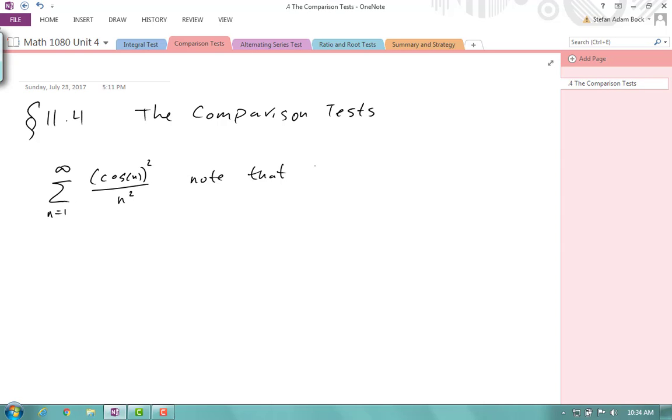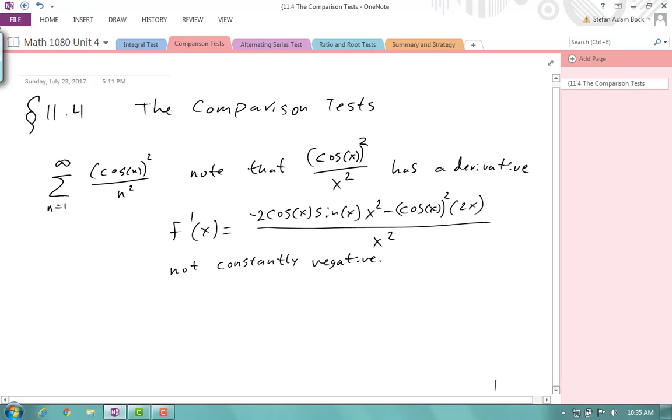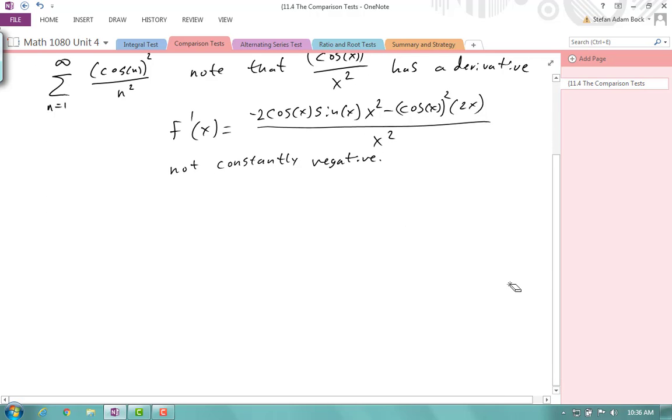It would turn into a positive and continuous function, cosine of x, quantity squared divided by x squared, but it doesn't satisfy the decreasing condition. Notice that depending on what kind of an input I have for x, f prime of x can vary wildly between positive and negative values. So what I have instead is a comparison test.